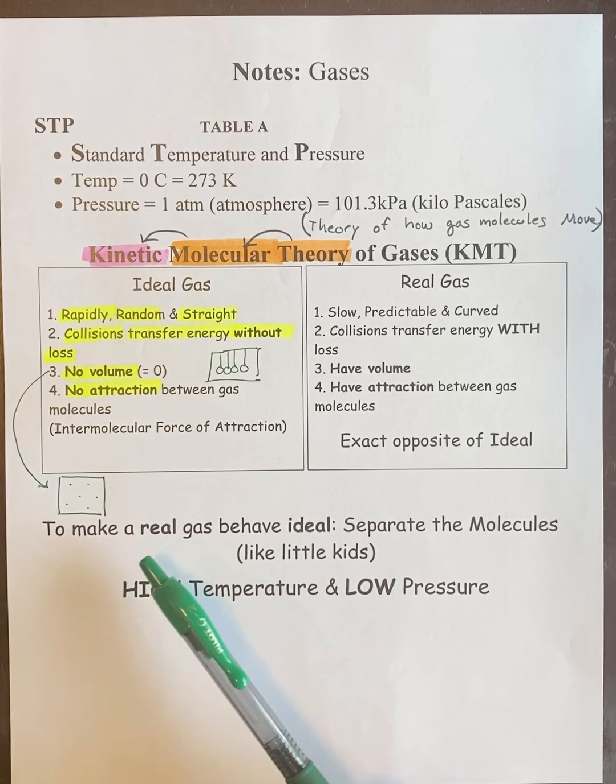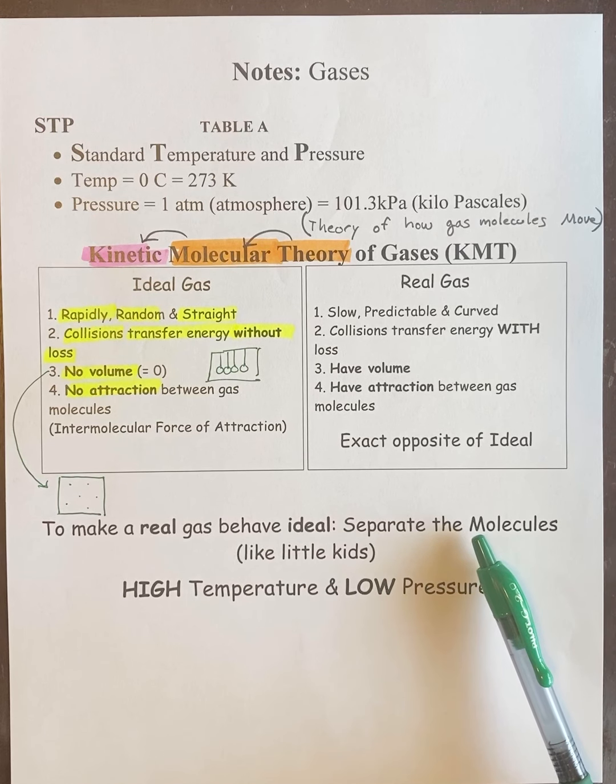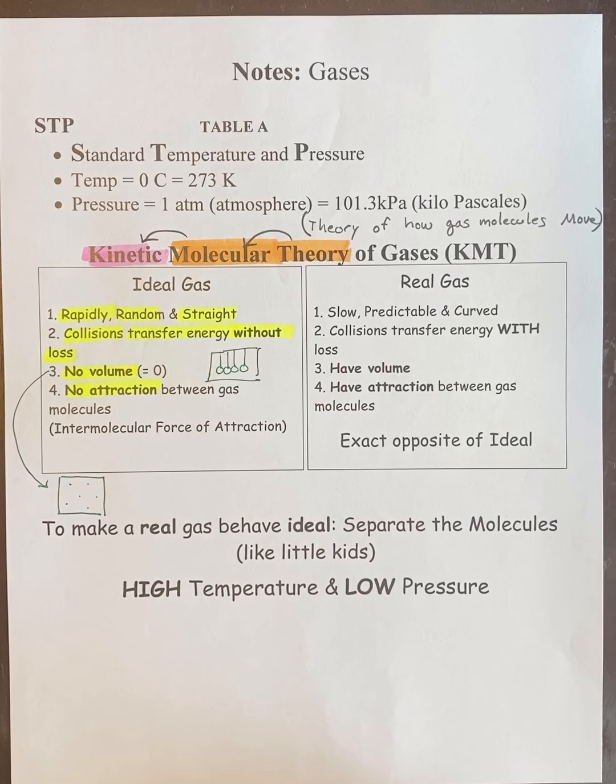We can make real gases behave ideally if we separate the molecules. It's like having a bunch of little kids. If I have a bunch of little kids and I put them all in a room and I don't supervise them, they're just going to go crazy. They're going to start interacting with each other. That would be the intermolecular force of attraction coming into play. They're not just going to sit there and pretend like everybody else isn't there.